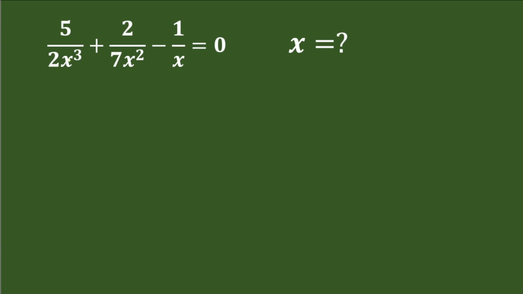Here we have 5 over 2x cube plus 2 over 7x square minus 1 over x that is equal to 0. Then we'll have to find the value of x.